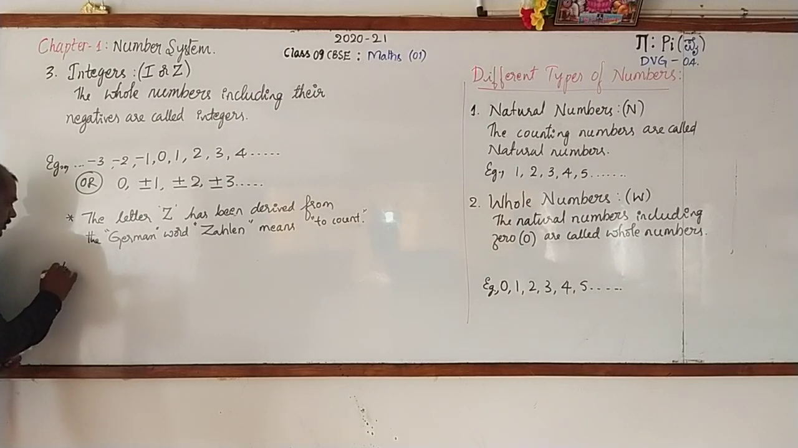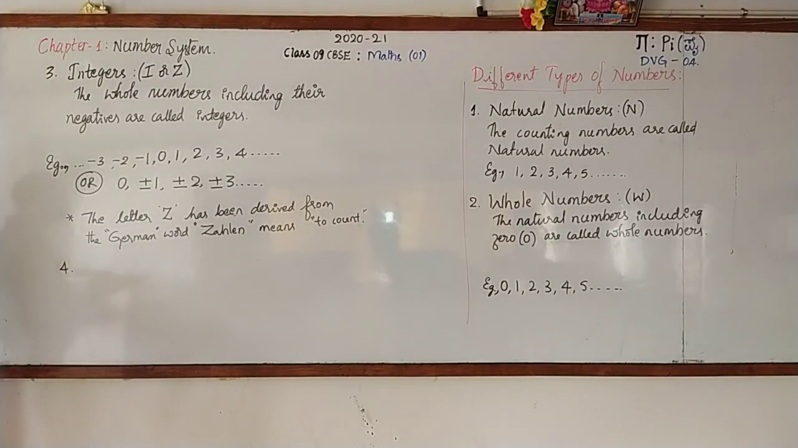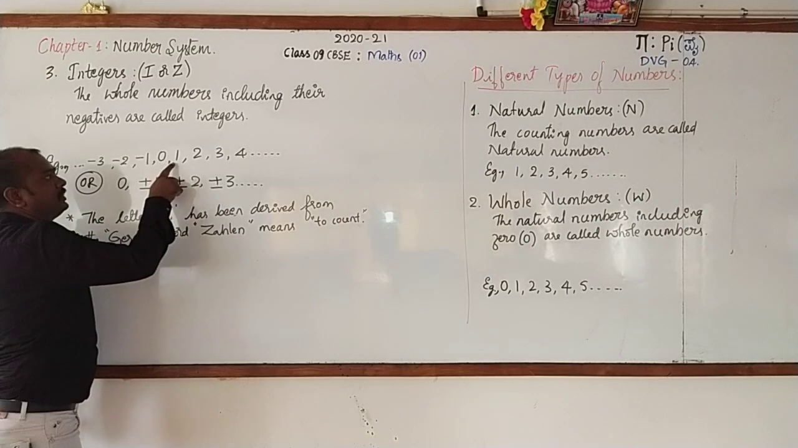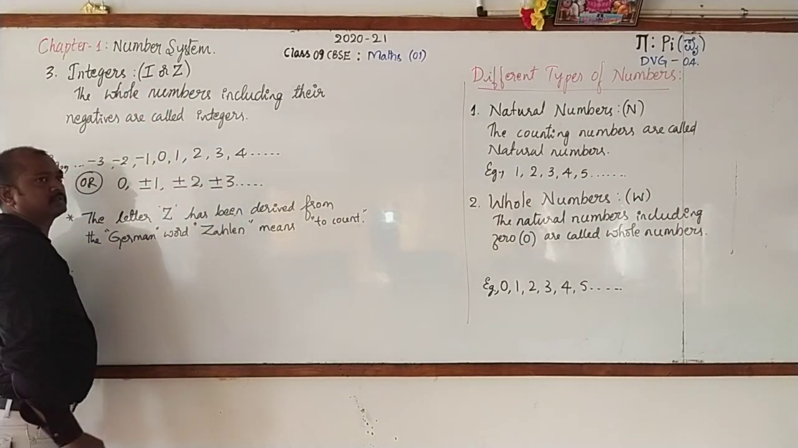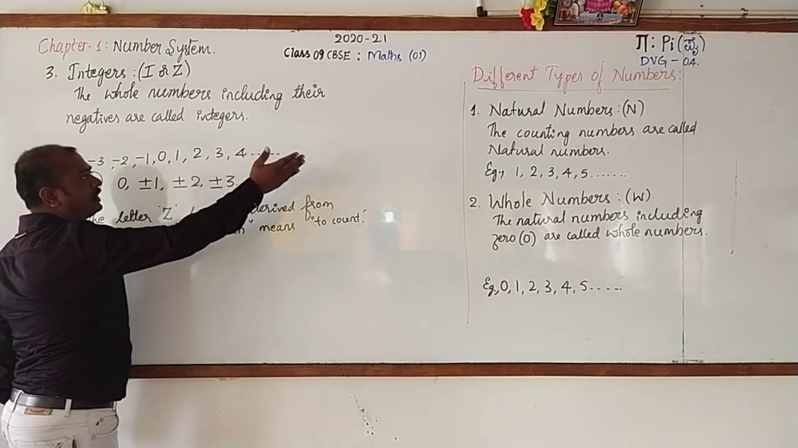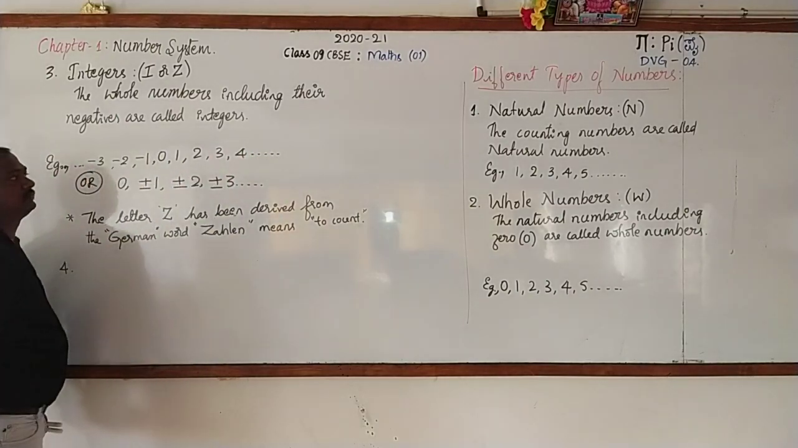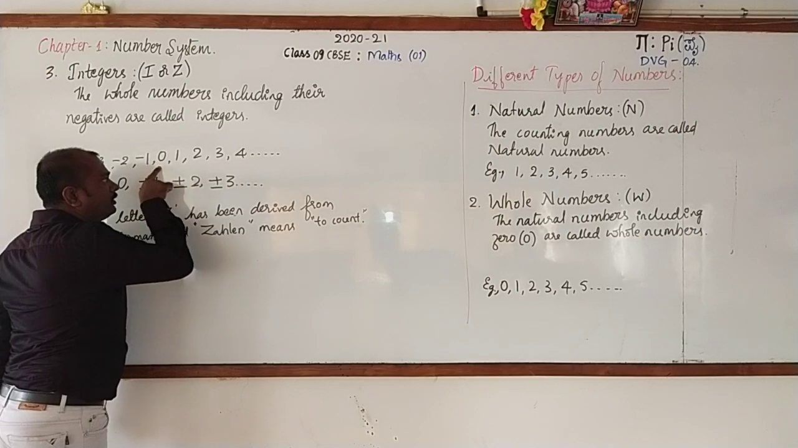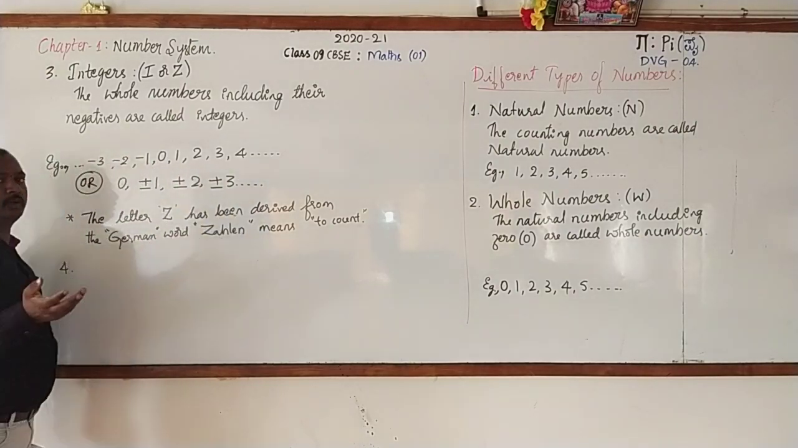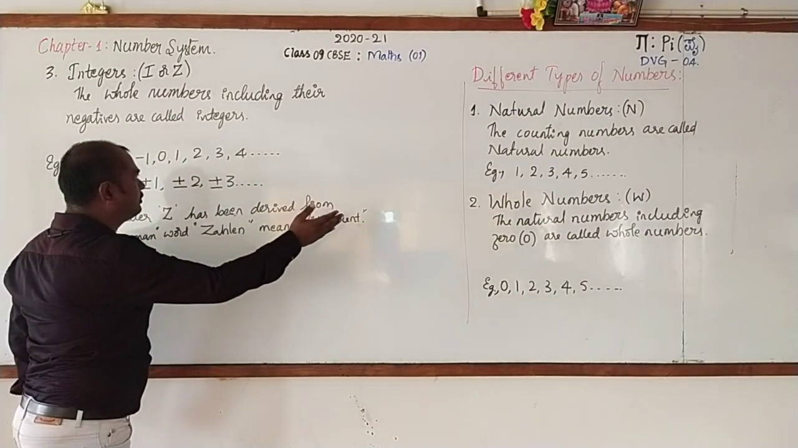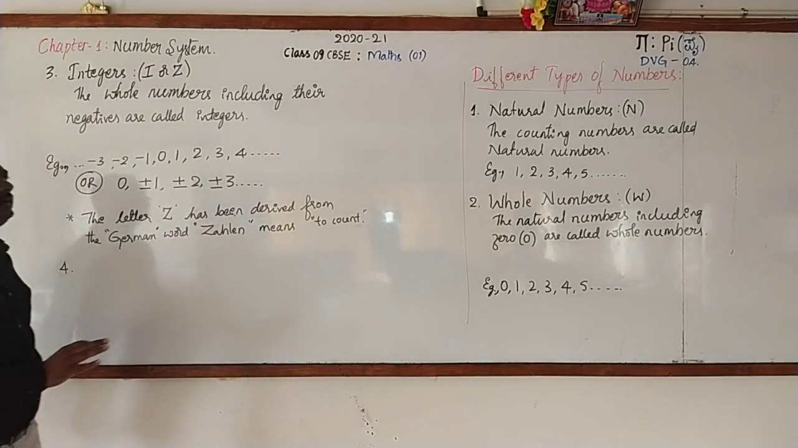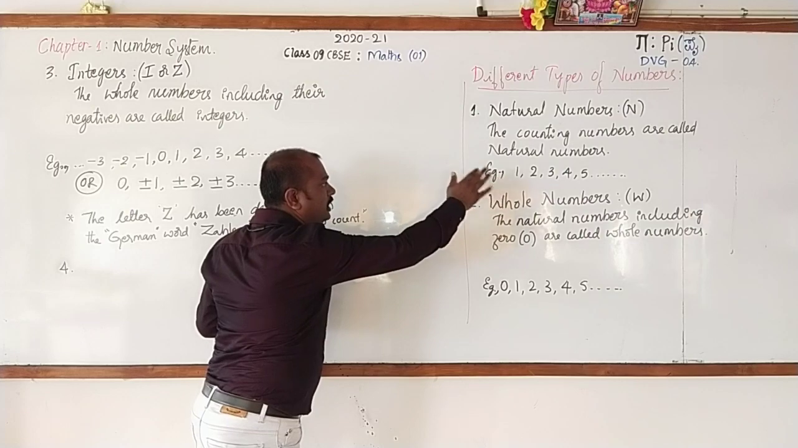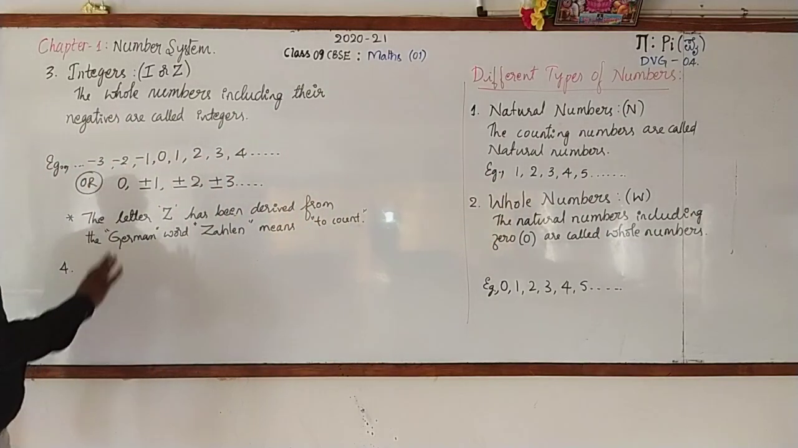Let's move on to next one. Before going to that, again you just observe. See that integers include natural numbers. Hence you can say that natural numbers are integers. Then it includes whole numbers. Hence whole numbers are also integers. Therefore we can conclude that all natural numbers and whole numbers are integers.